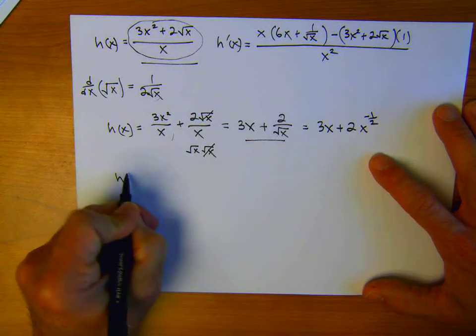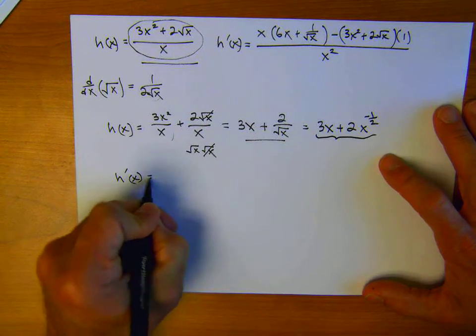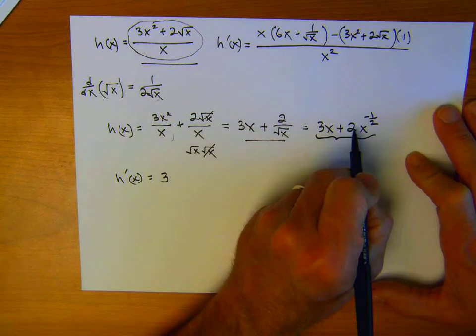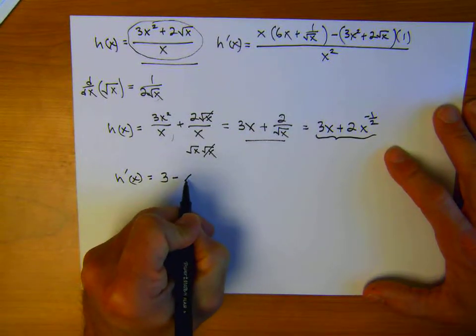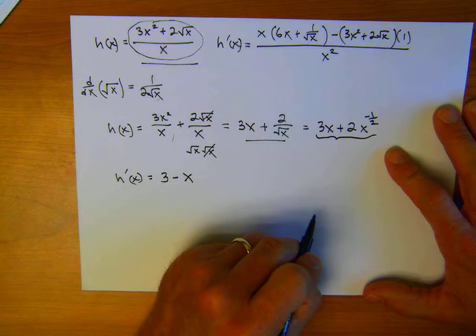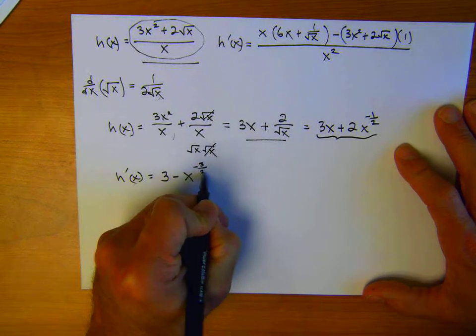So now h prime, if I'm using this as h, well, the derivative of 3x is 3. The derivative here, using the power rule, I take the 2 and I multiply by negative 1/2. I get negative 1, so that's negative, I'm not going to write 1, we don't usually do that, negative 1 times x, and then I have to subtract 1 from that, so that would give me negative 3/2.